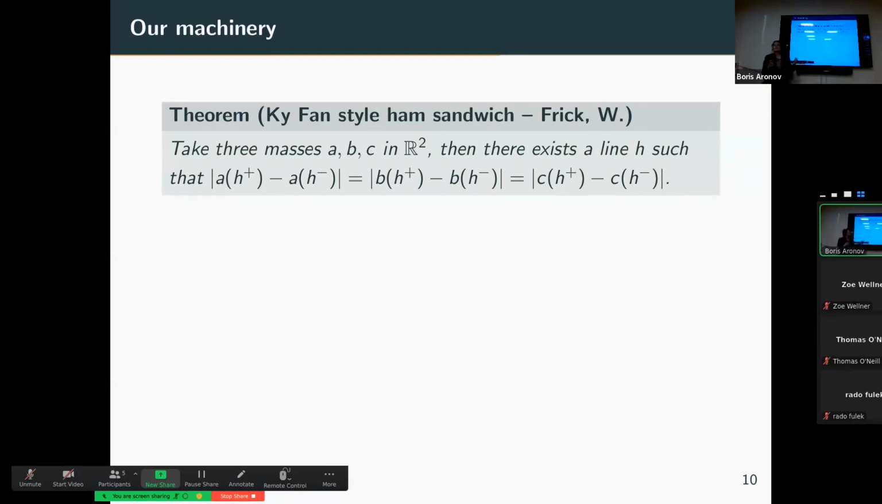So note, if I set C equal to 0 all the time, like it's just a 0 measure and it's not a very interesting mass, this difference has to be 0. And therefore, BH plus and BH minus has to be equal, which means that we bisected the masses with our hyperplane, or our line. So if you just set C equal to 0, you get the original ham sandwich back, kind of in the same way that Kaifan extends Borsuk-Ulam.